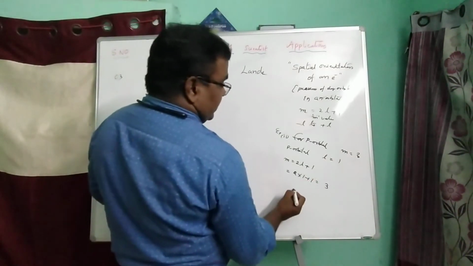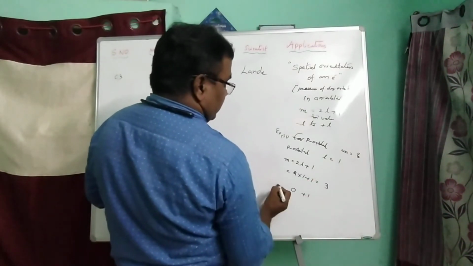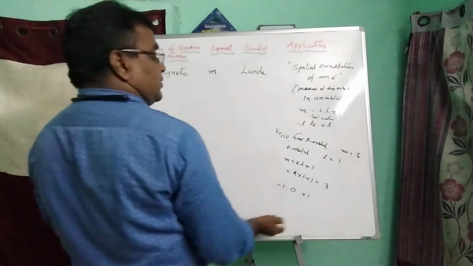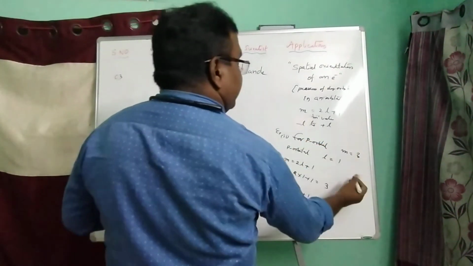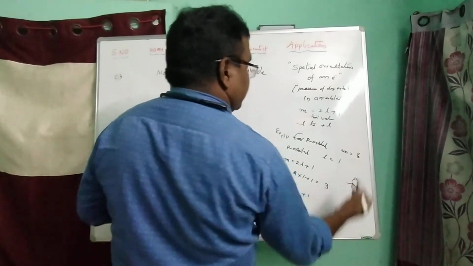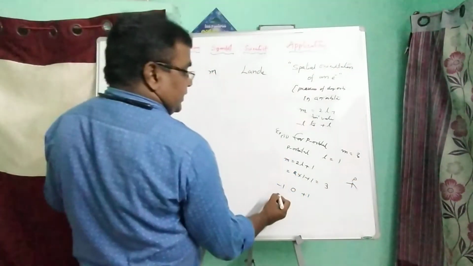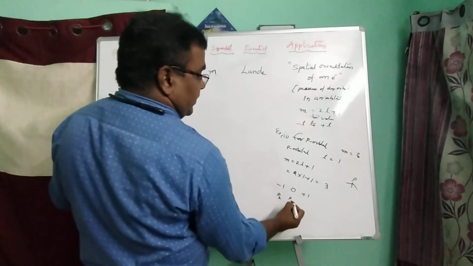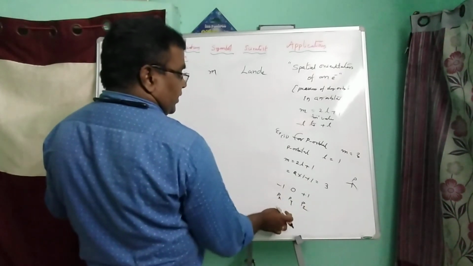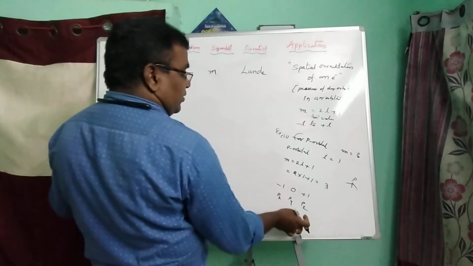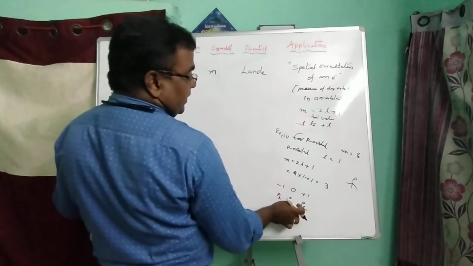So, it's split as 0, plus 1, minus 1. So p orbital splits as 3 types: px, py, pz. What is the m value for px? Minus 1. What is the m value for py? 0. Pz, what is the m value for pz? Plus 1.